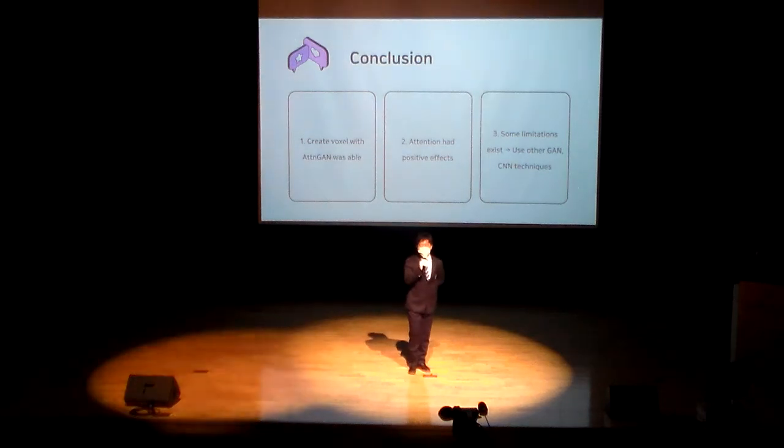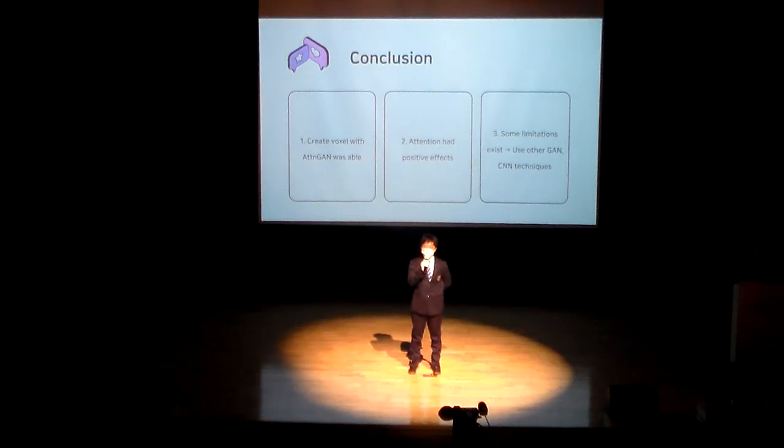To sum up, 3D attentional GAN could create voxels, and in addition, we could use attention in voxel generation. However, there were some limitations in 3D attentional GAN in that it created some floating voxels and bumpy surfaces. I think that by using other CNN and GAN techniques, we can solve that problem in later research.